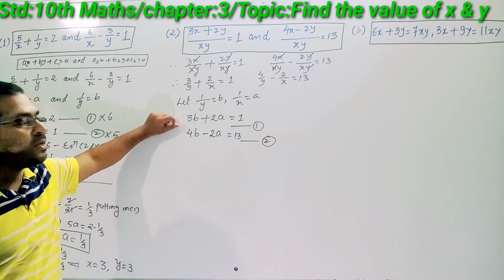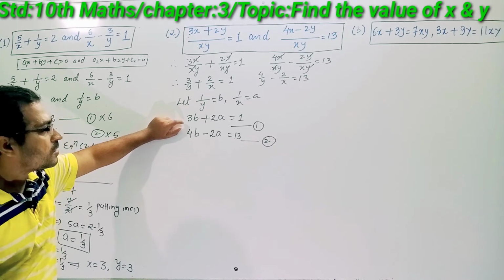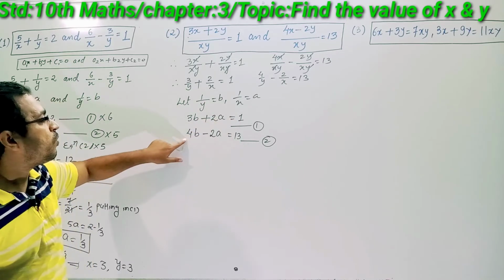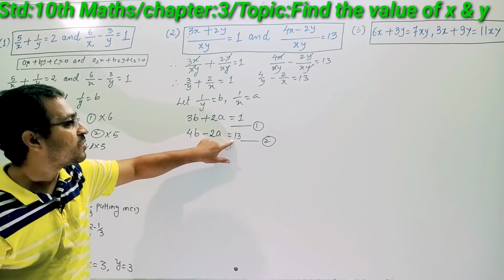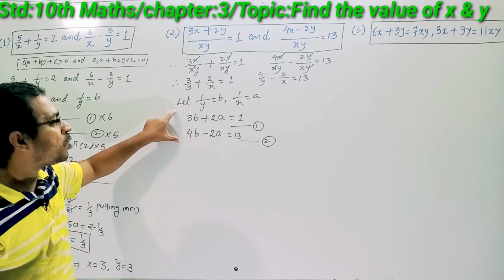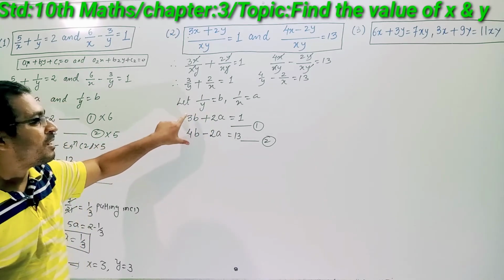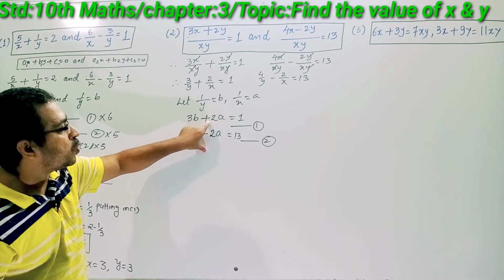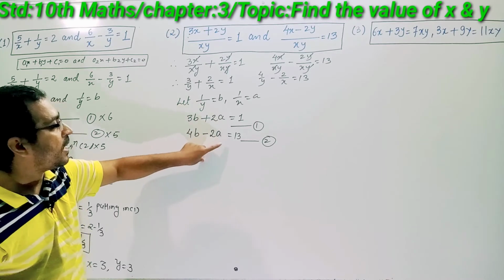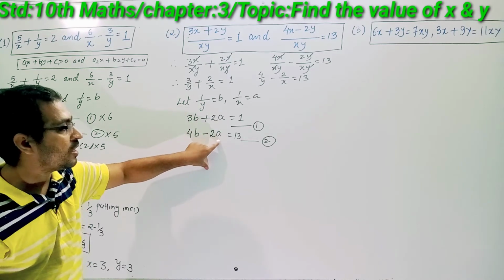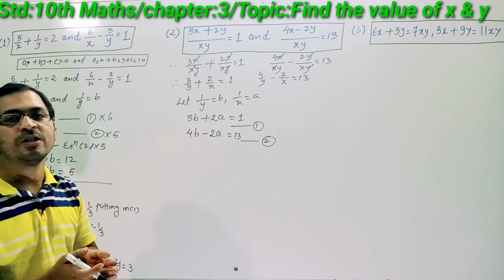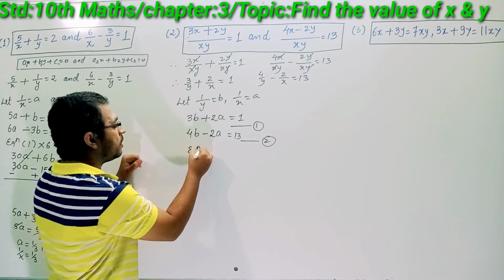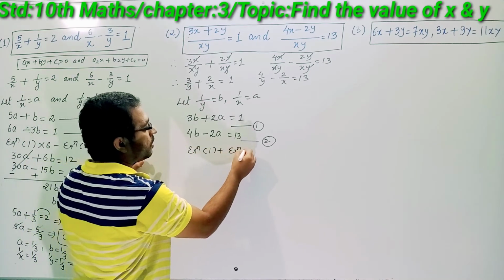Okay students, here you can eliminate a or b. Here you can see that 3b plus 2a is equal to 1 and 4b minus 2a is equal to 13. So we need not multiply these equations by any other integer, because here you can see that in equation 1 there is plus 2a, and in equation 2 there is minus 2a. So we will just add these equations. So what we can do is adding these two equations, equation 1 plus equation 2.